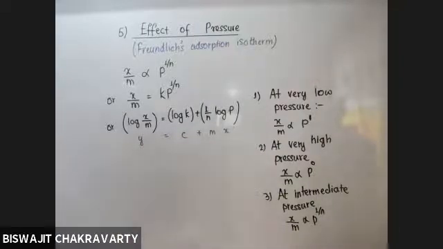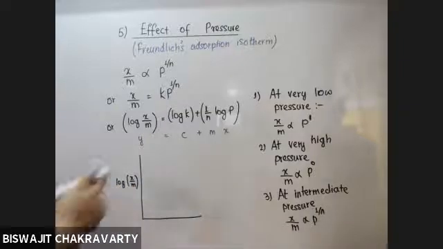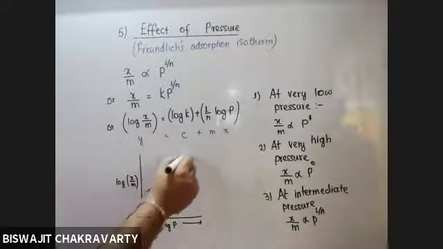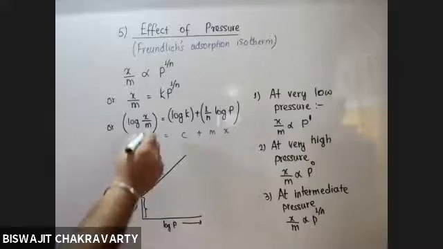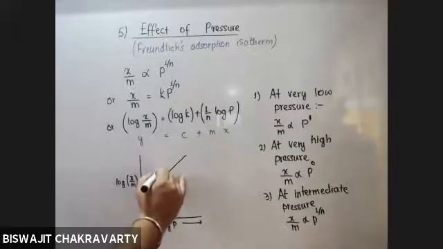which means that if I plot a graph between log of x by m versus log of p, then you get a straight line not passing through the origin. The intercept will be log of k and the slope will be 1 by n.